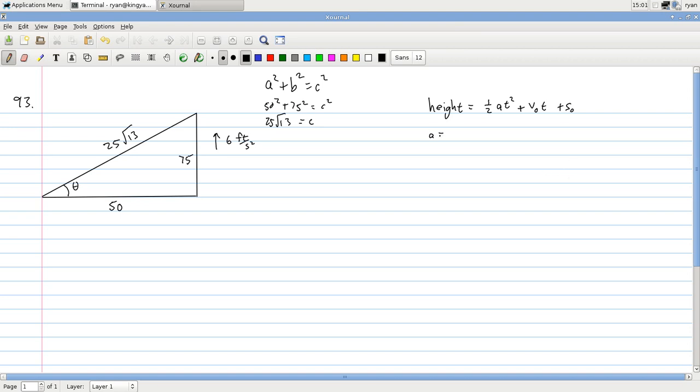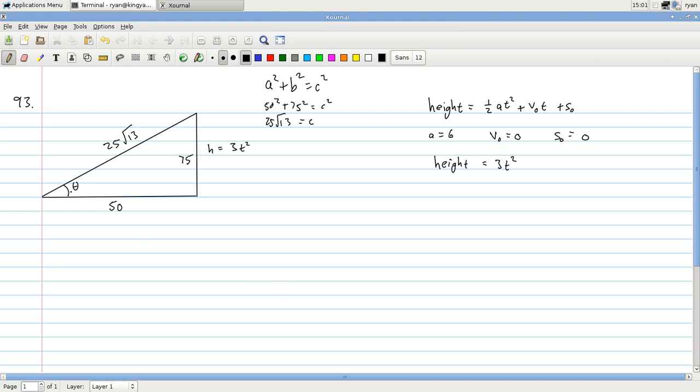The acceleration we're given is 6 feet per second squared. The initial velocity is not stated in the problem, but if it's fired from the ground, it wasn't moving before it was fired, so we can assume the initial velocity is 0. And the initial height, again, it was fired from the ground, so its initial height is 0, which means that our height function, we plug in what we know, is 3t squared. So now we have a formula for this side of the triangle. So let's get rid of the acceleration and get a more general formula. Our height is 3t squared.